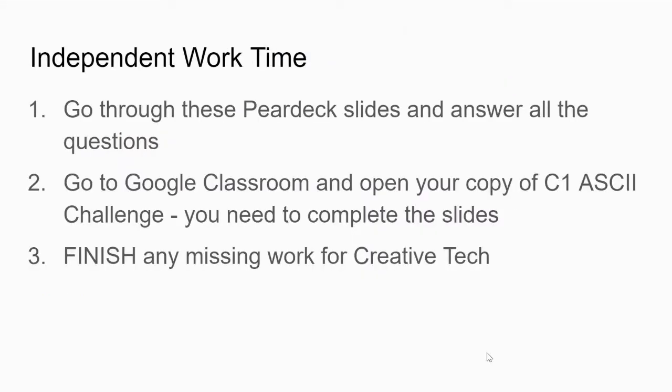Now it's your independent work time. So you need to go through all of these Peer Deck slides. I have explained all of them to you, but you need to go through each one and answer all the questions. Then you're going to go back to Google Classroom and open up your copy of C1 ASCII Challenge. So there are 2 parts to this assignment. It is the Peer Deck slides first to learn about how ASCII works, and then you're going to go work on C1 ASCII Challenge, which is the second part of today's work. Once that's all done, then you can finish any other missing assignments you have for Creative Tech.